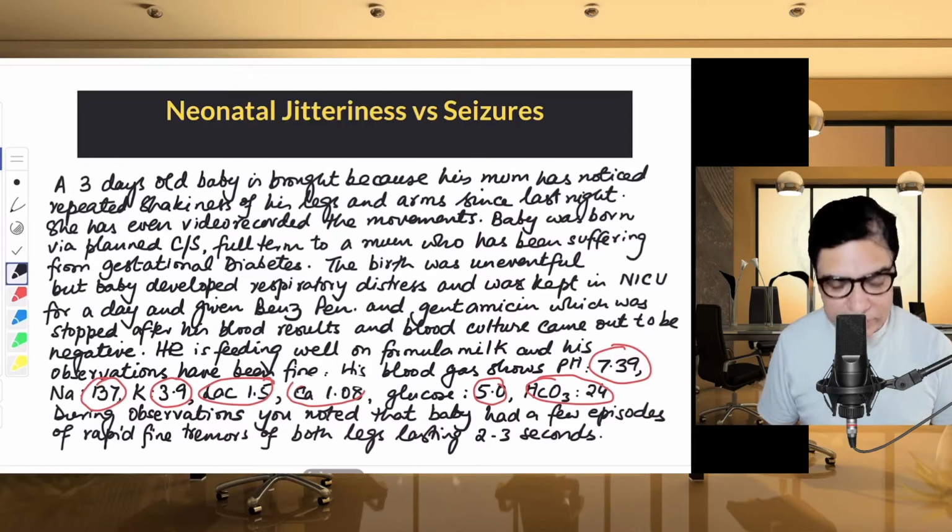go through a clinical example. So I will run through this clinical example and then I will go on to explain the differences between the two. So let's start with this example.